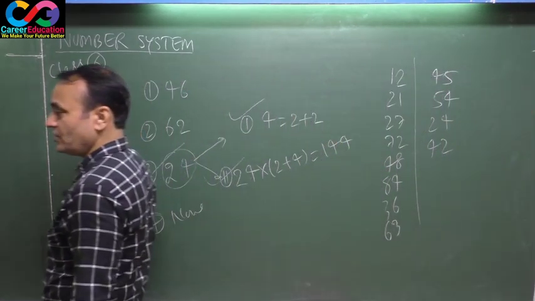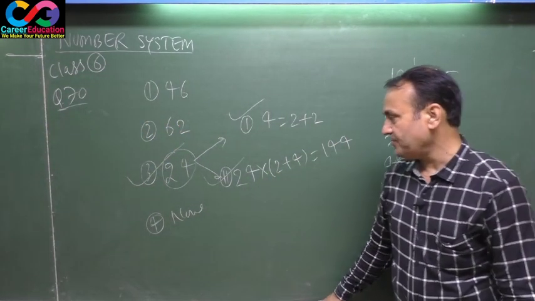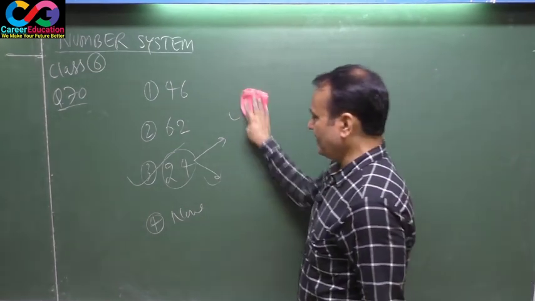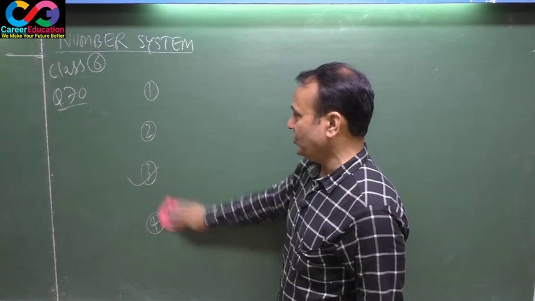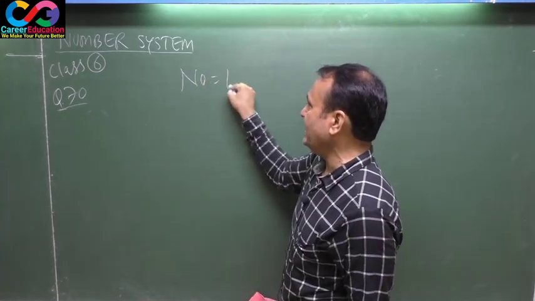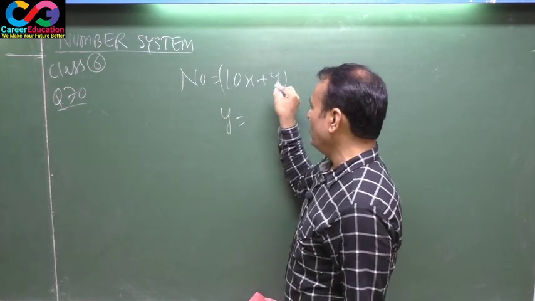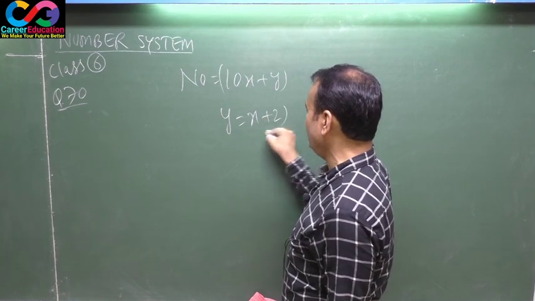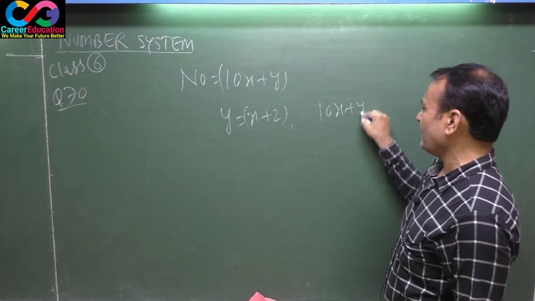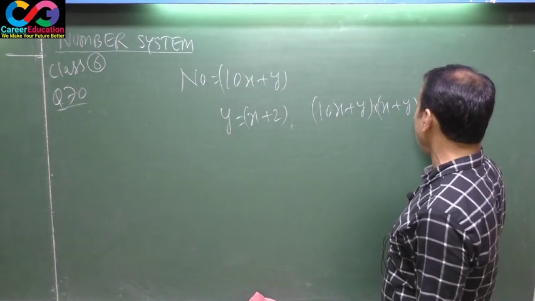Certainly you can solve this question through the basic method as well. I will be showing you the basic method here. See here, the question has told you two things. Firstly, suppose a 2-digit number, like 10x plus y. The question says the unit place is 2 more than the ten's place and the product of the number and the sum of digits is 144.